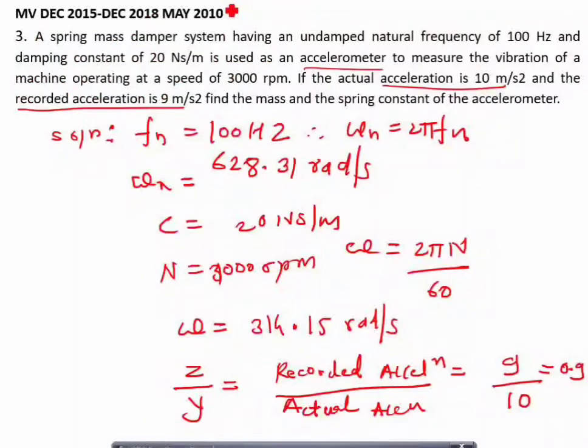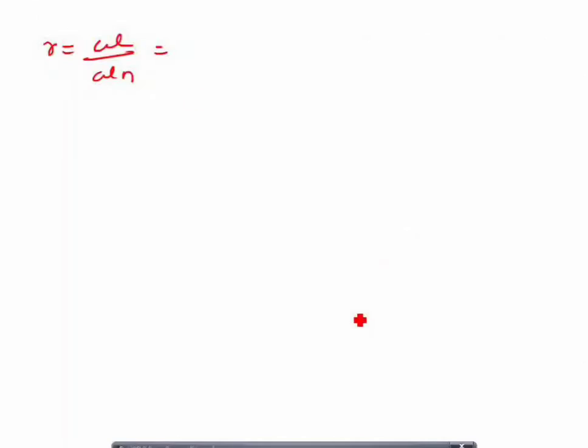Now let us start solving further. First of all, find R. R is equal to omega by omega n. Omega is 314.15 and omega n is 628.31, so I am getting R as 0.499.